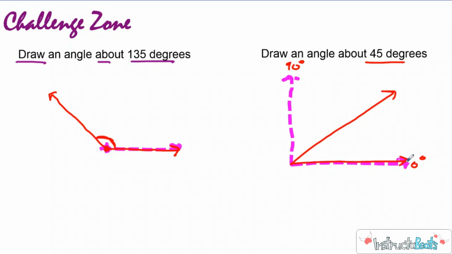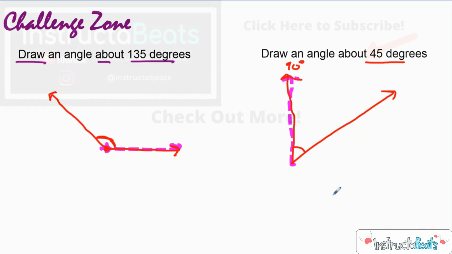And I could draw it like that, or you could draw it up and down like that. Totally fine, except it should be a straight line. And again, let me erase what I can so you can see it. And that would be about 45 degrees. Again, half of 90, okay? So just a little challenge zone problem to help work on your estimating.